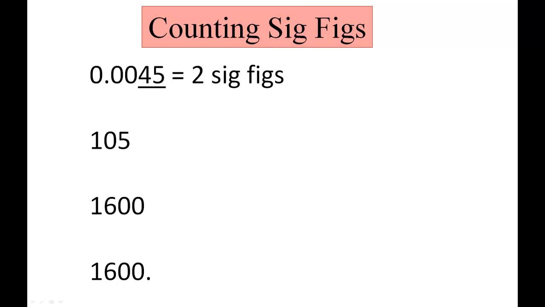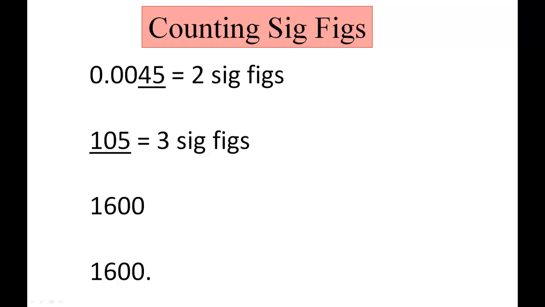In this next number, the decimal point is absent, so we're going to start on the right and work our way left. The first number we come to is 5, a non-zero, so that number and every number to the left of it is significant. So all 3, the 1, the 0, and the 5 are significant, so this tells us that it has 3 sig figs.